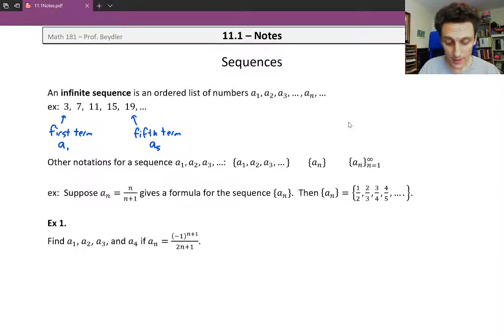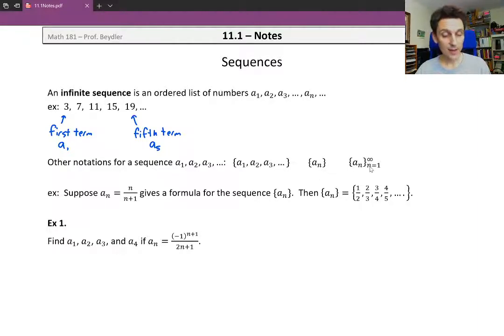Other notations used for sequences are using curly braces, a sub 1, a sub 2, a sub 3 inside curly braces. It kind of looks like set notation, but in this case there's an order that goes along with it. Also, curly braces with a sub n inside of it. That would be a notation representing a sequence of numbers.